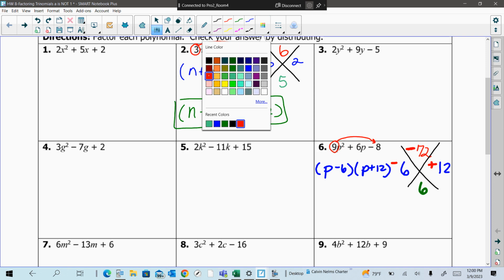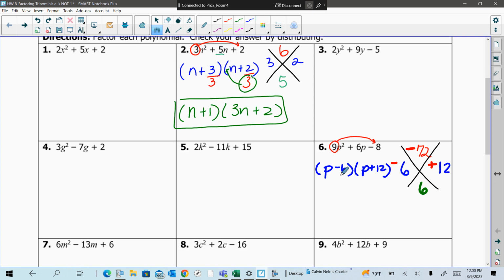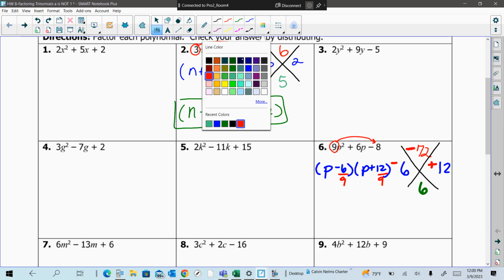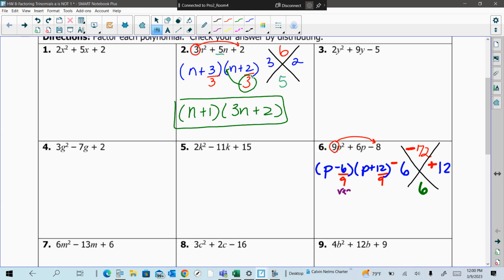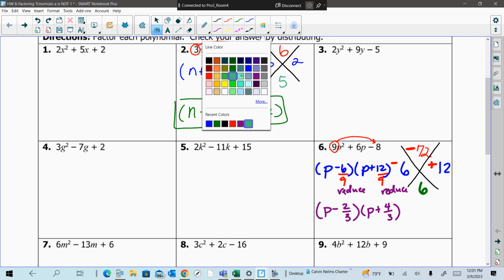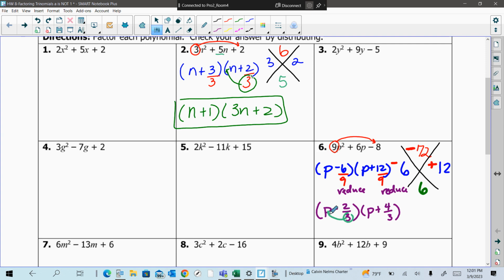And now, since we had a coefficient, I circled this 9. We're dividing both factors by 9. And in this one, it will reduce. We can reduce both of those fractions. When you reduce this, this becomes p minus 2/3 and p plus 4/3. Well, both fractions here are going to be bottom number up in front of the p.